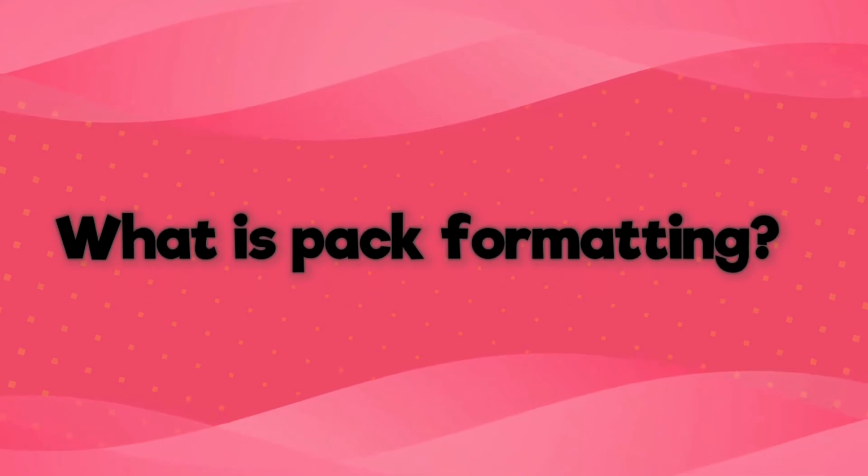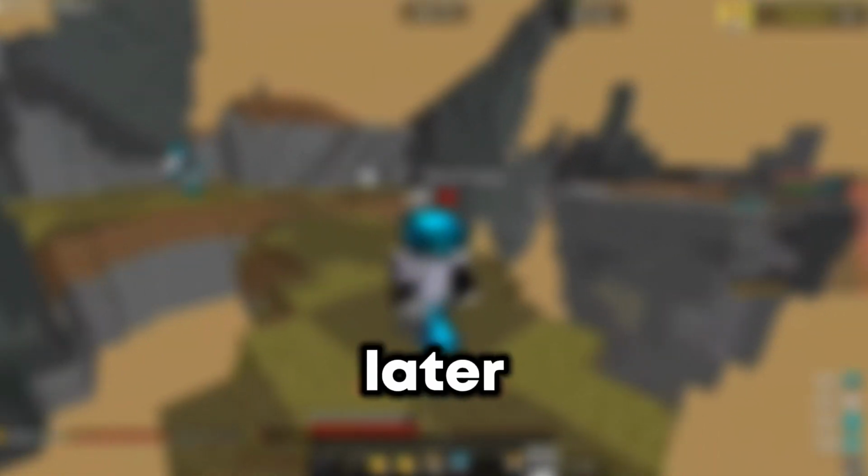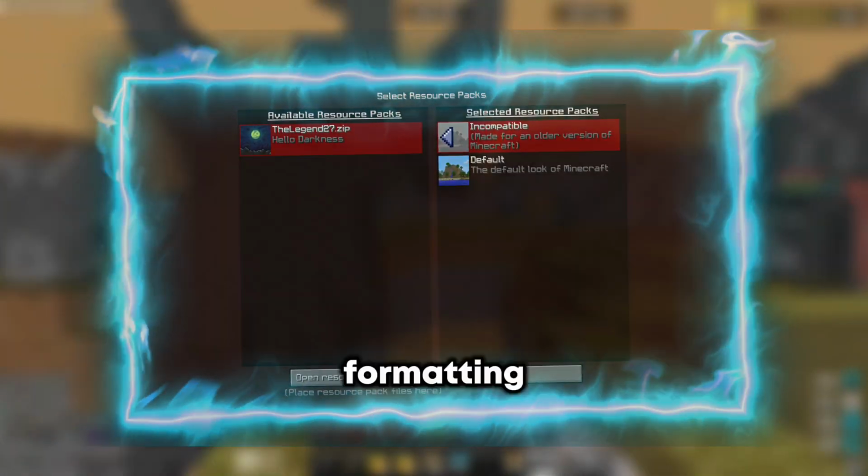How do I make my texture pack for this specific version? Now, how do you make a Minecraft texture pack for a specific version? Let's say you installed a Minecraft texture pack for 1.8 and you switch over to a later version and try and put it on, but then you realize it says it's incompatible. Well, that's because of pack formatting.